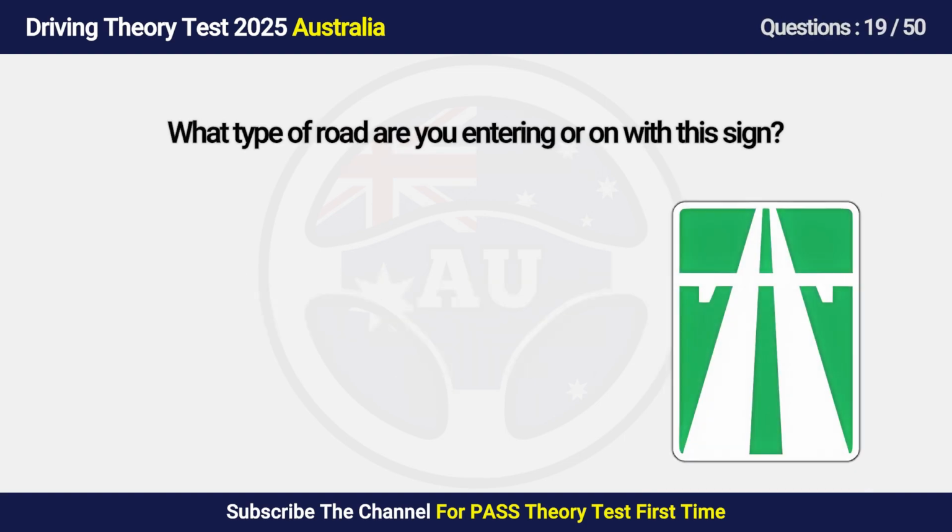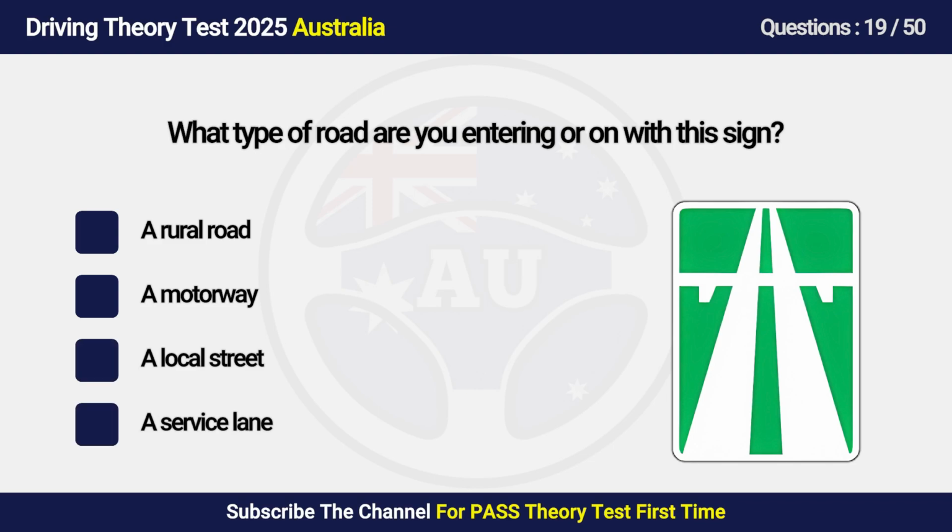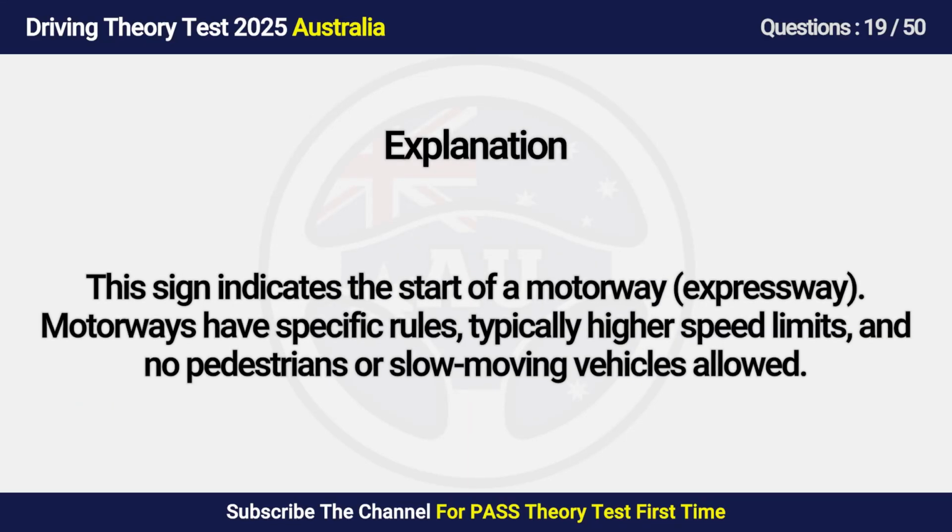Question 19. What type of road are you entering or on with this sign? A. A rural road. B. A motorway. C. A local street. D. A service lane. Answer is B, a motorway. This sign indicates the start of a motorway expressway. Motorways have specific rules, typically higher speed limits, and no pedestrians or slow-moving vehicles allowed.